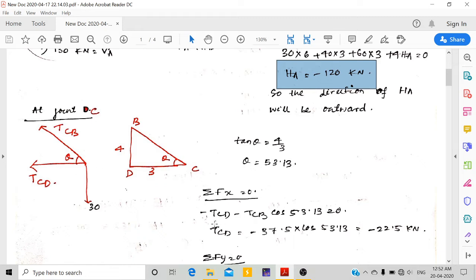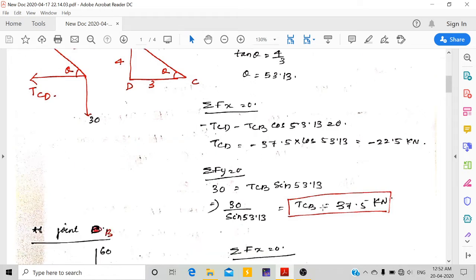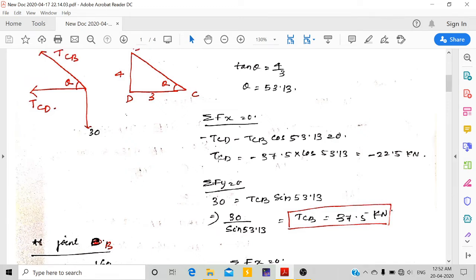So I have written minus TCD. TCB is in the minus x direction. So minus TCB times cos 53.13 is equal to 0. Right. Next, summation of Fy. So 30 is in the downward direction, TCB in the upward direction. So TCB sin theta. So I got this TCB value and I replace this TCB value in the summation of Fx so that I calculate the TCD. So the member forces TCB and TCD are calculated.